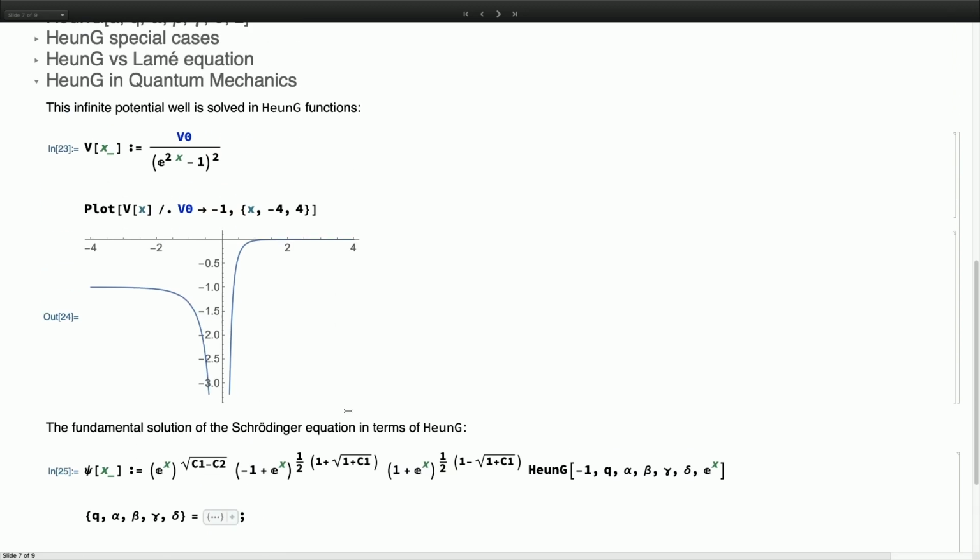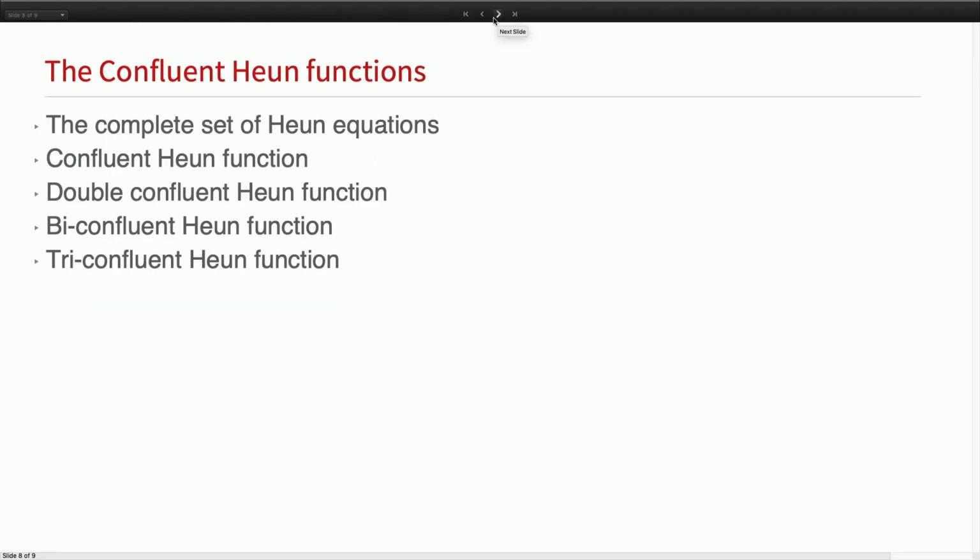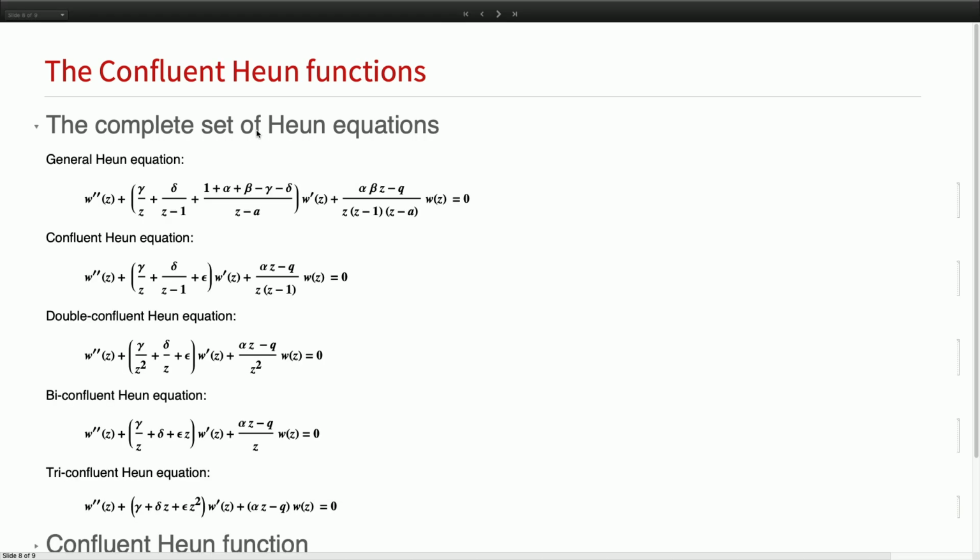This is some new subject in mathematics, this Heun function, Heun G function. And it can be successfully applied to some physical problems already now. And because of this, we are implementing these functions. Okay, as for the hypergeometric functions, we have one major function called hypergeometric 2F1 function and have confluent forms of it. We have the same situation with the Heun functions. So there is a general Heun equation, and there are confluent Heun equations that are generating confluent Heun functions.